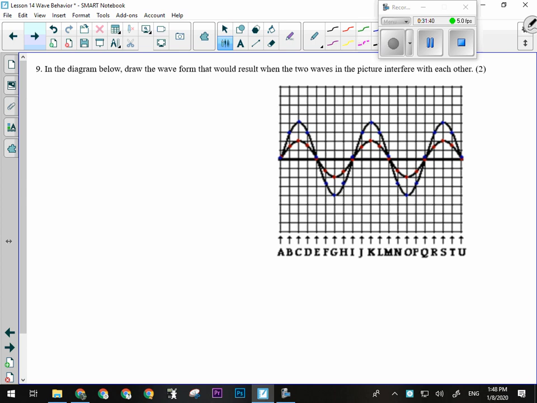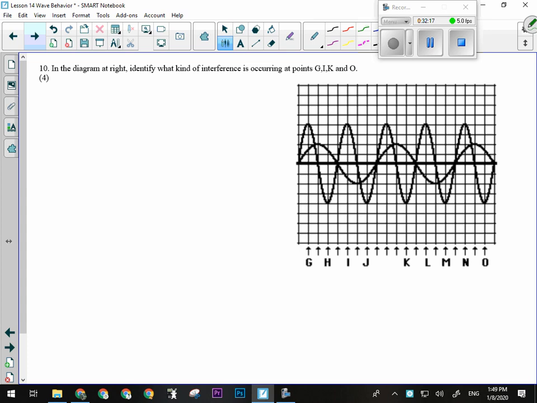All right. In this diagram, draw the waveform that would result from the two waves interfering with each other. What kind of interference is this going to be? Constructive. These waves are in phase with each other. So my resulting wave at the highest point is going to have an amplitude of 6, at the lowest point -6. So basically I just need to make a wave that looks like this. Is that exactly what I'm going to ask you to do on your unit exam? Yep. So be ready for a question like that.